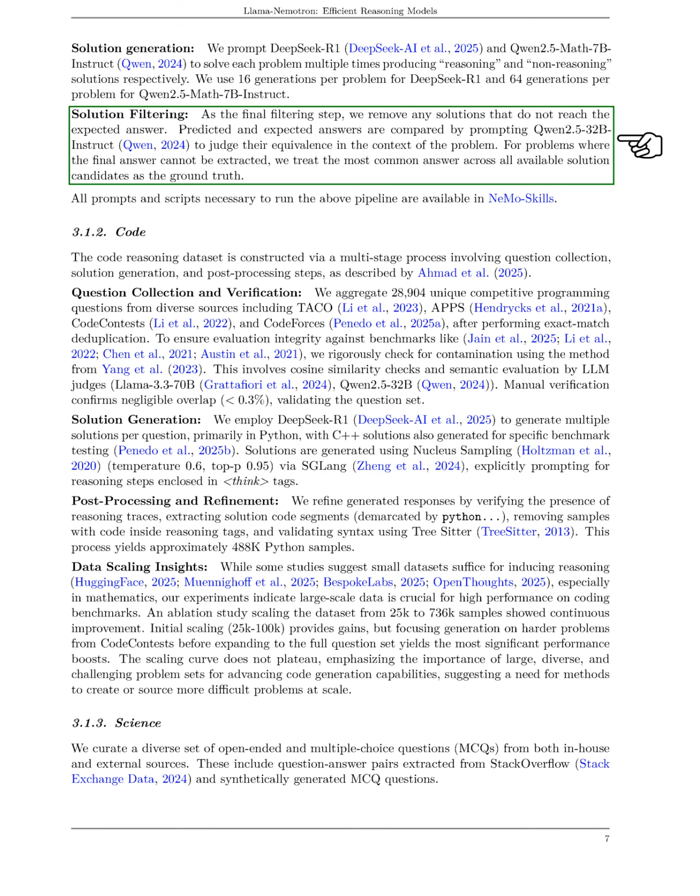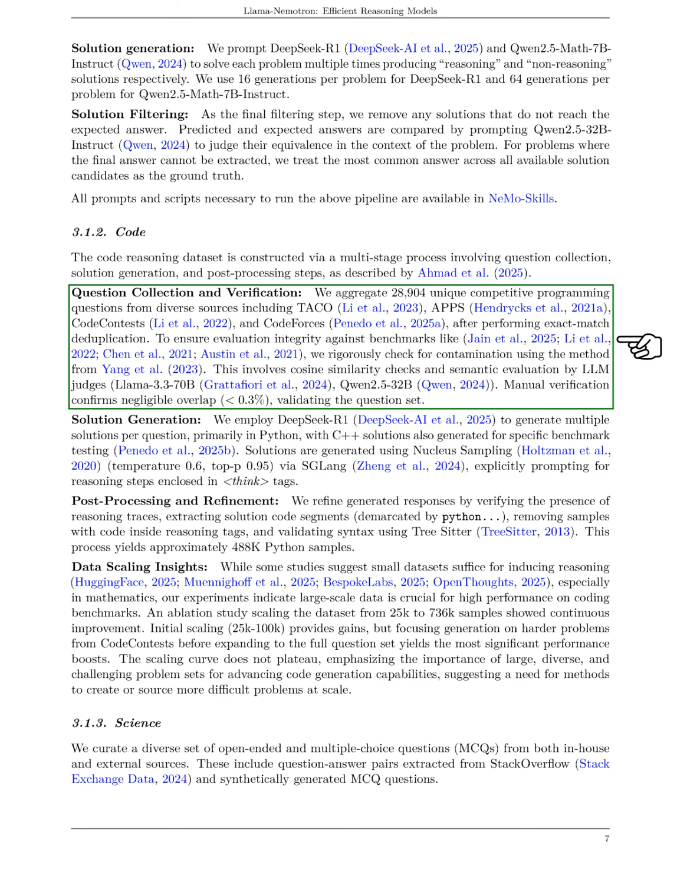We compare predicted answers to expected ones by asking Qwen 2.5-32B-Instruct to assess their equivalence. If we cannot extract a final answer, we take the most common answer from all candidates as the ground truth. All necessary prompts and scripts for this process are available online. For the code reasoning dataset, we gather questions through a multi-stage process that includes question collection, solution generation, and post-processing.